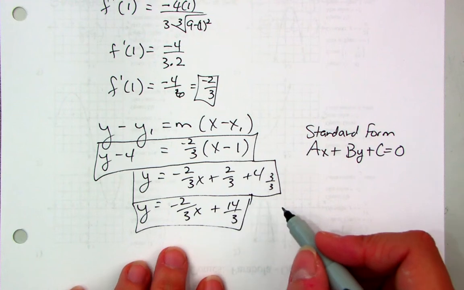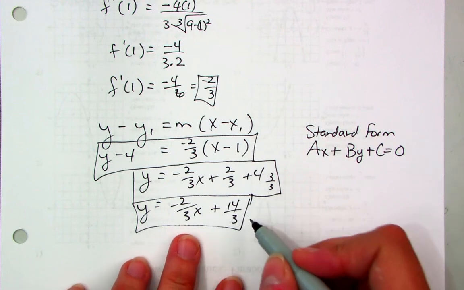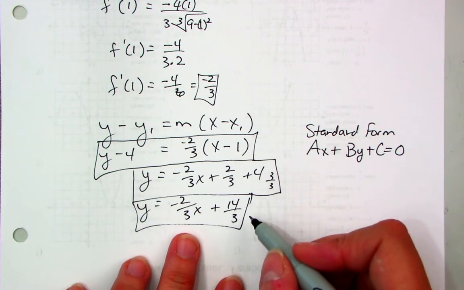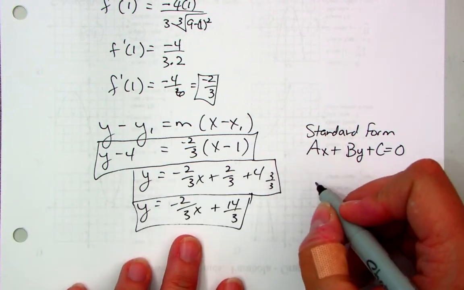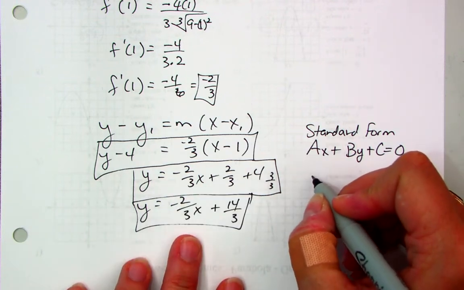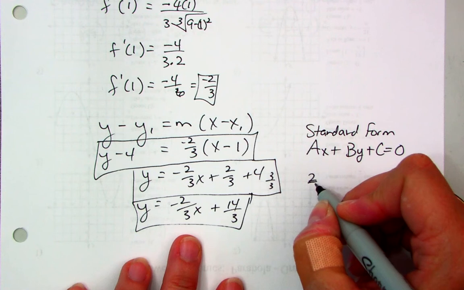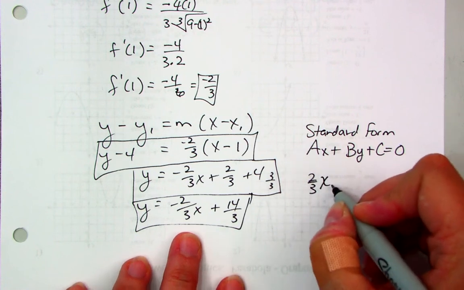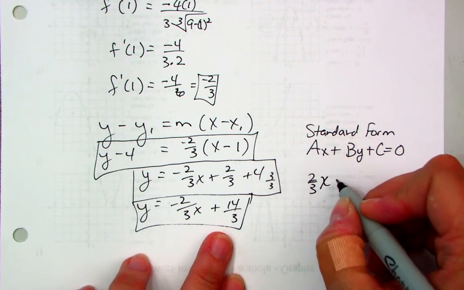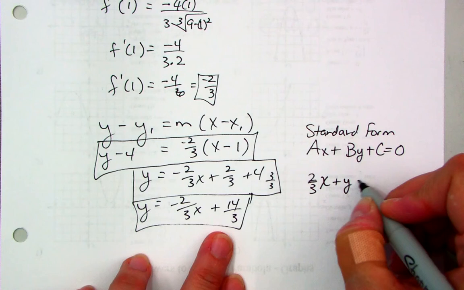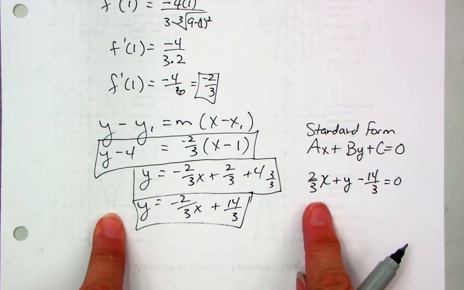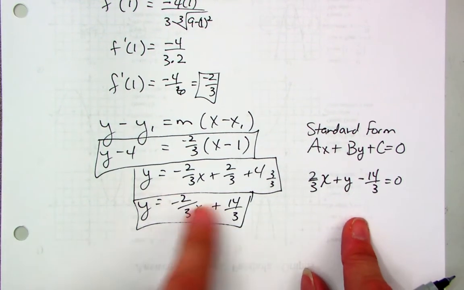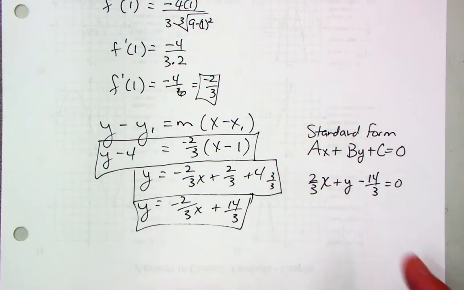So let's see. I guess we can take this one here. So I want to set it equal to 0, so I'm going to put everything to the other side. So what would that be? Let's get a positive 2/3 x and a positive y and a negative 14/3 equals 0, right? So I put this over here, it's positive. I put this over here, it's negative, and I put it in the order of x, y, and the constant.